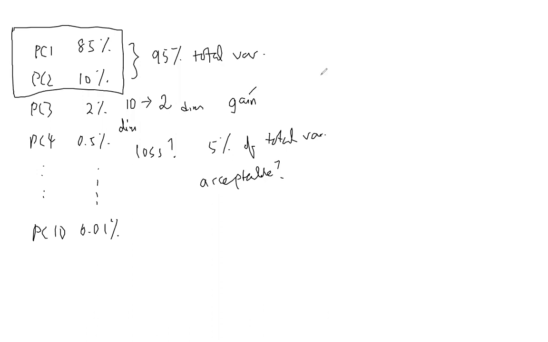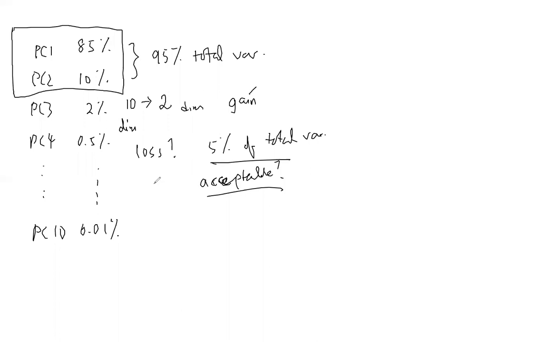Right? So generally, I think this is basically okay. Usually, there's no particular magic number that says what amount of loss is acceptable. It all depends on the problem. Generally, people try the first few principal components. If they summarize enough of the variation, they will just leave it at that.